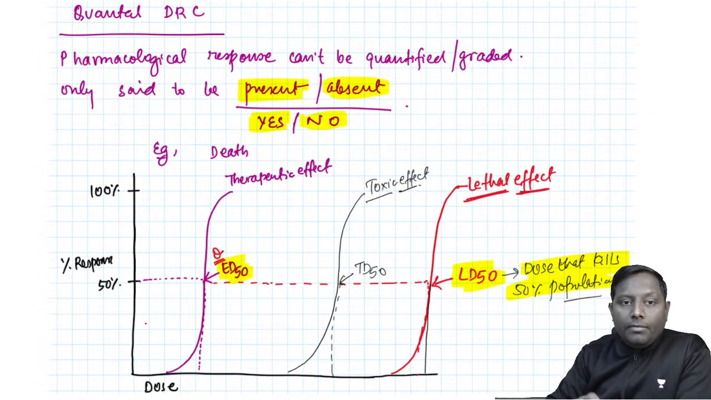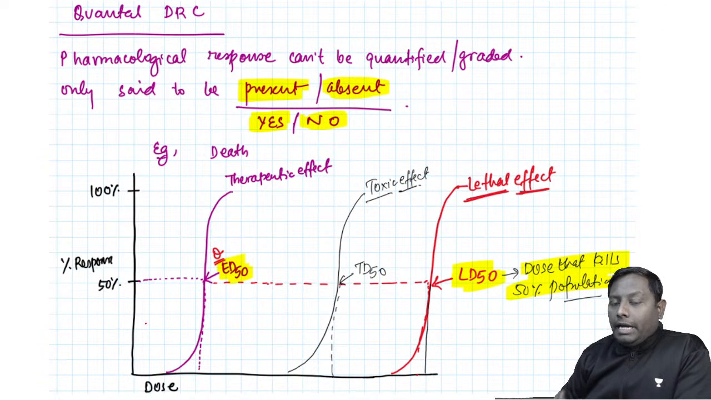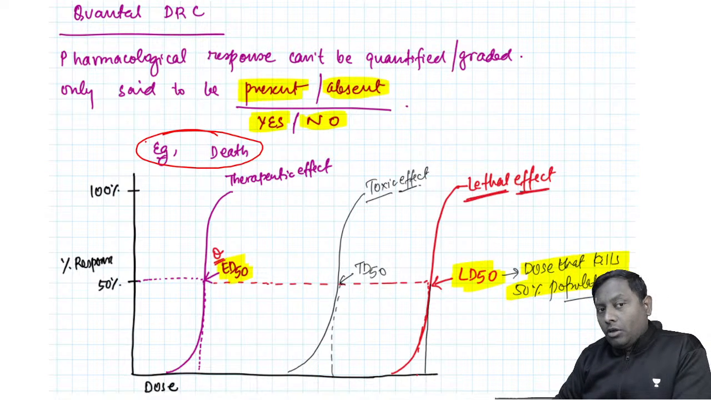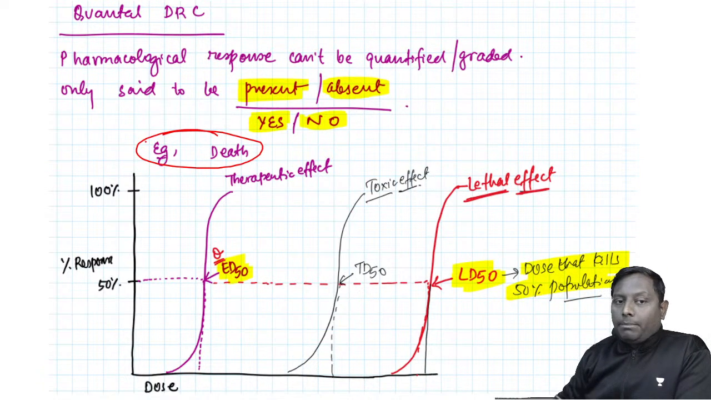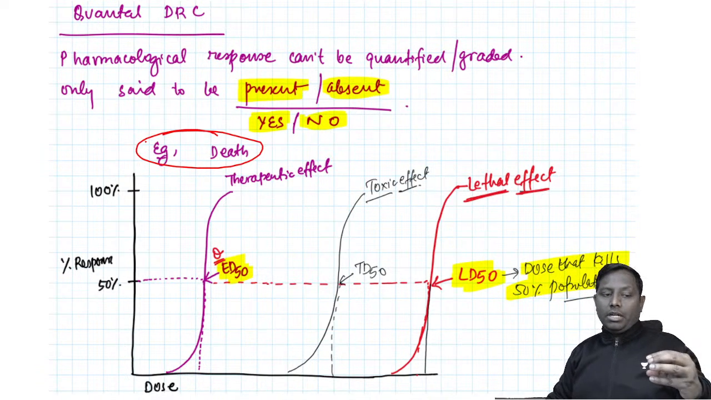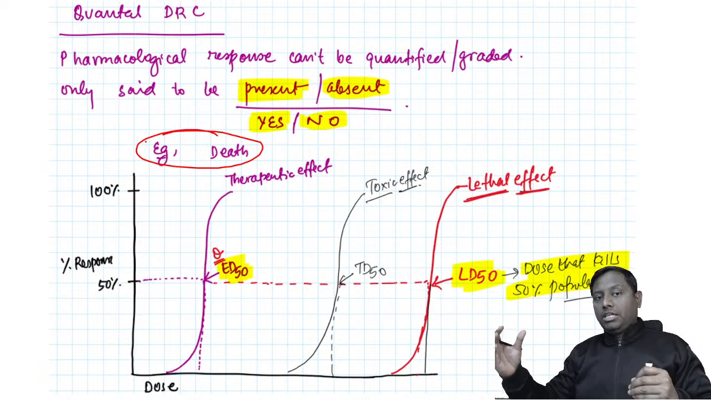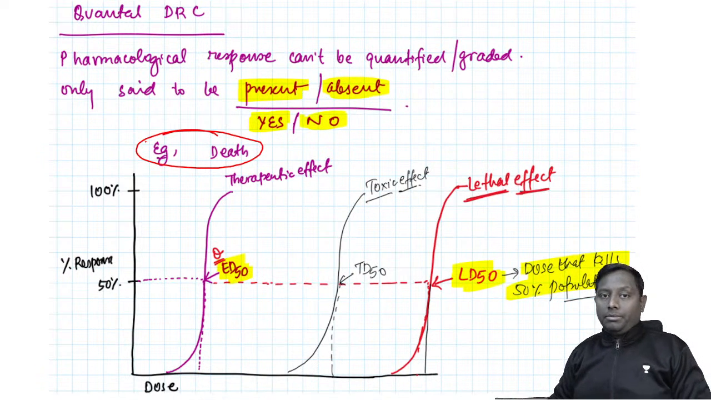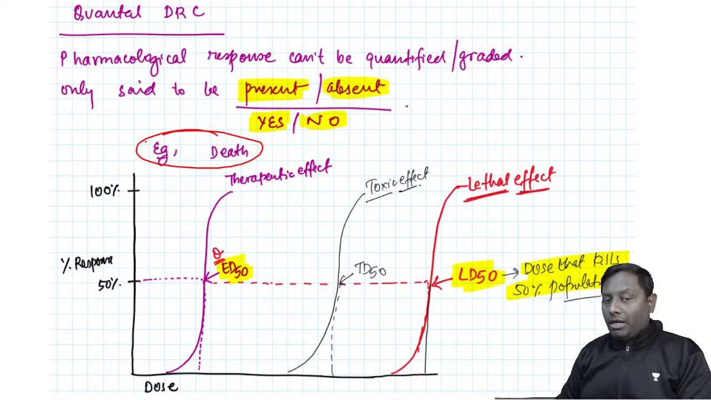Then Quantal DRC, and another graph that I told you that you should know about, potency and efficacy, that is important. Quantal DRC mainly, it is the response that cannot be quantified but can be said only to be present or absent, an all or none response, right? So an example is death. Death is either seen or death is not there, right? If you're going to measure the effect of a drug and your end effect is death, you cannot say 20% death has occurred, 30% death has occurred. Either death has occurred or death has not occurred. So we say all or none response in the Quantal DRC.